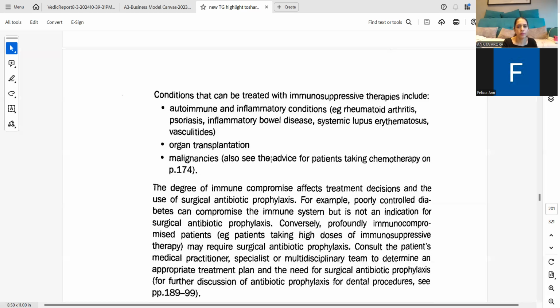So, like the degree of immunocompromise, diabetes does give an immunocompromised status, but it is not so complex. On the gradient, it is a lower level of immunocompromise. But if the patient is taking high doses of immunosuppressive therapy, then we'll need surgical antibiotic prophylaxis. So consult the patient's medical practitioner, specialist, or multidisciplinary team to determine an appropriate treatment plan and the need for surgical antibiotic prophylaxis.